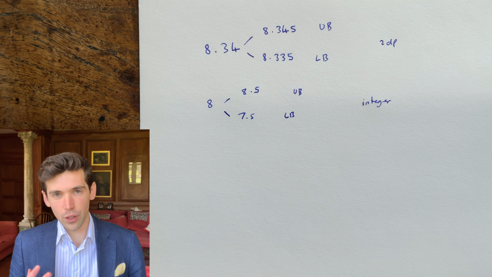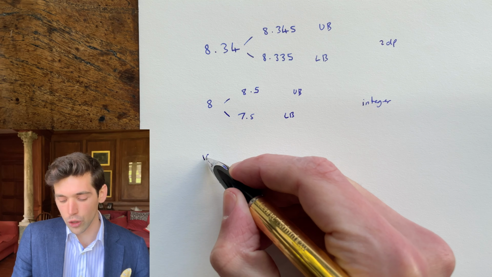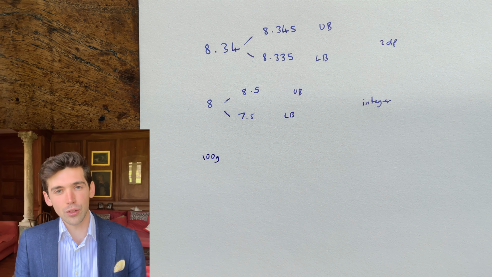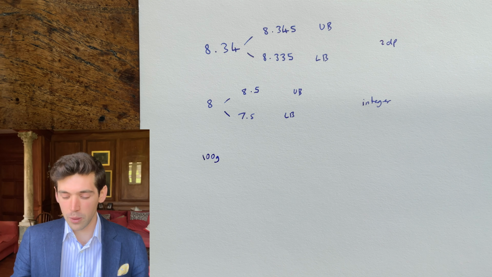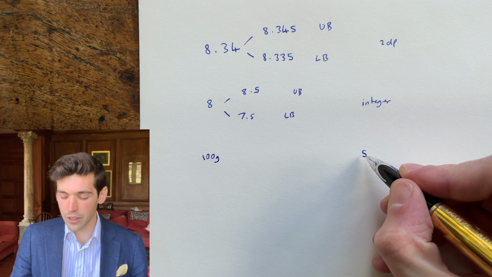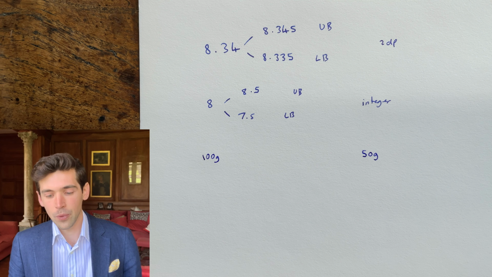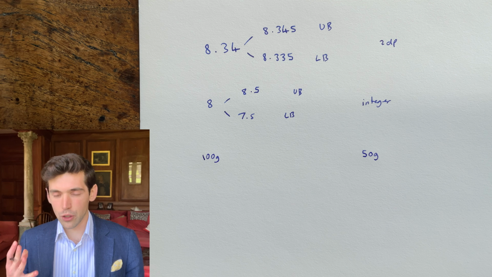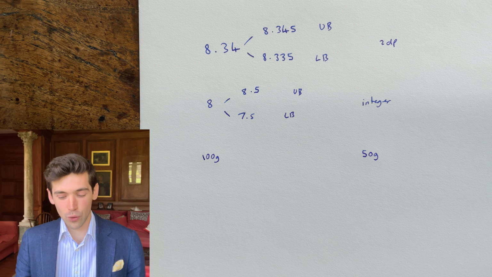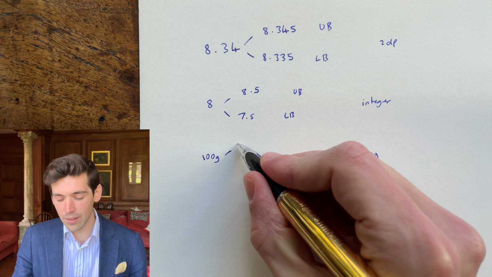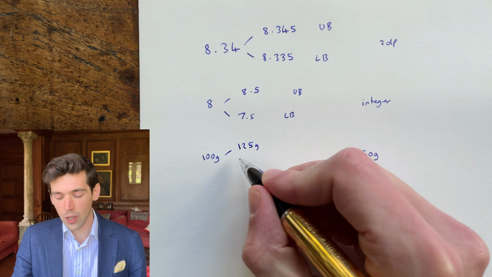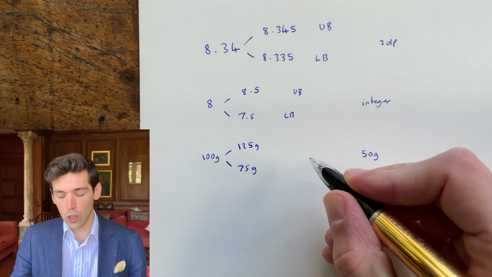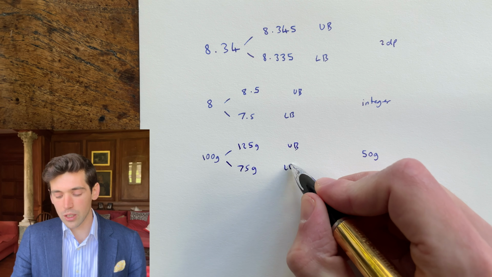Now you can get slightly different things where you've got a number like 100 grams, and this is to the nearest 50 grams. You've got to be a bit more careful here. If we're doing to the nearest 50 grams, then you have to divide that 50 by 2 to get 25. If you add that, you've got your upper bound, and if you subtract that, you've got your lower bound. Now, I'll try and explain that a bit more.